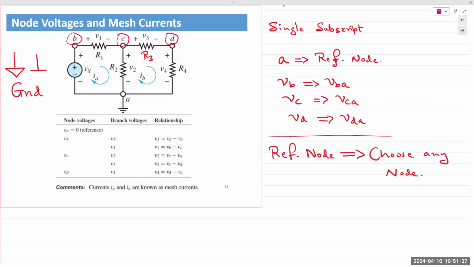VC indicates it's VCA, voltage measured at node C with my reference at A, and VD indicates it's VDA, node voltage at D measured with reference to A. Okay, the second point of the reference point is implied.